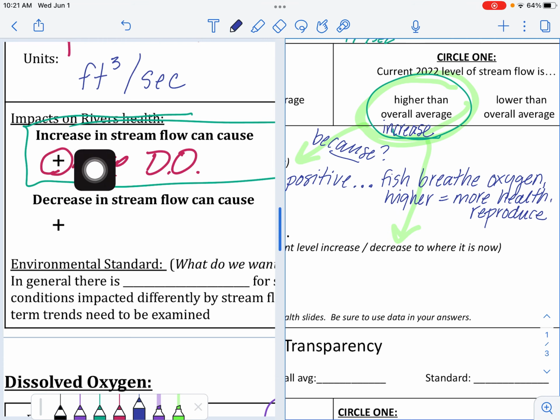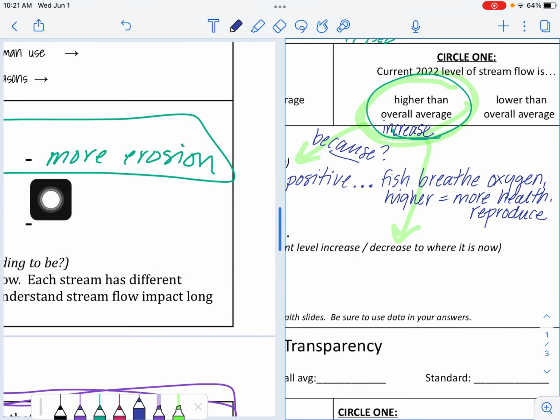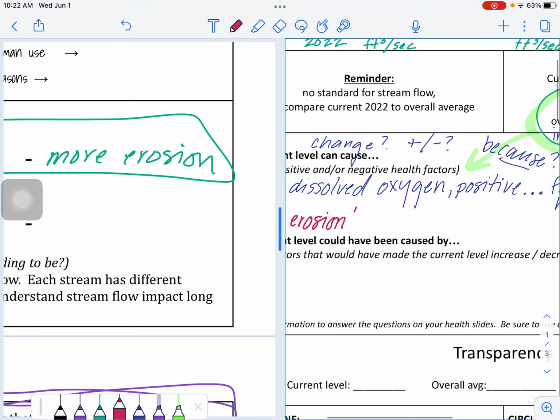But looking at our notes, an increase in stream flow also means more erosion. So we have another change that we want to make sure we record. More erosion, which means more sediment in the water. So then again, we have to think about, is that positive or negative? So again, looking back at my notes, we have that labeled as a negative.